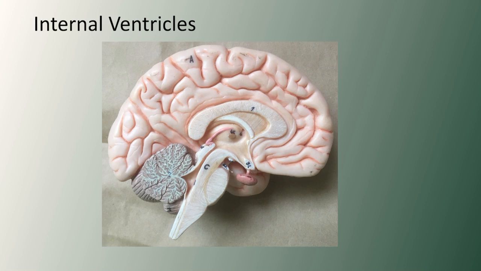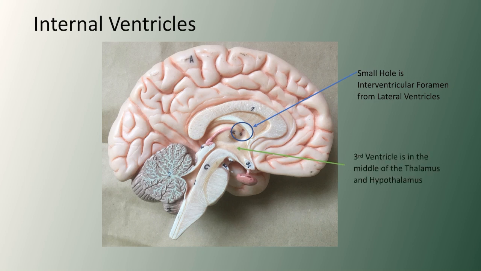Let's take a look at the internal ventricles on this mid-sagittal model. Here. That's right. That small hole is the interventricular foramen for the lateral ventricles. How about here? Right on. Third ventricle. Remember, the third ventricle is in the middle of the thalamus and hypothalamus.